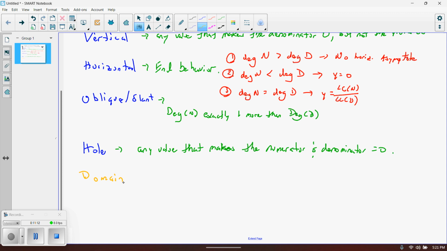And domain is the set of all of the x values. So basically what you're looking for here, because it's going to be too hard for us to write out every single point individually, we're going to write out intervals for your domain.